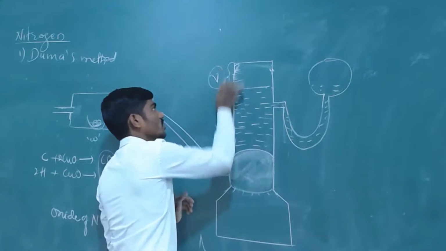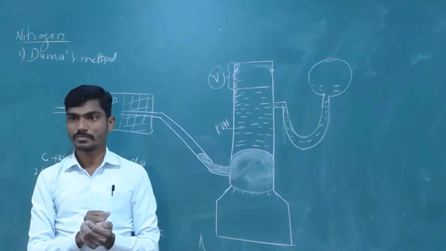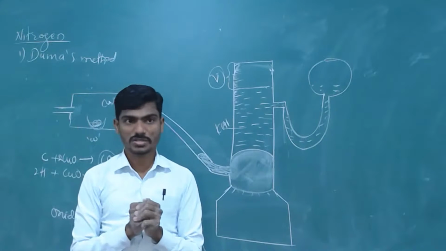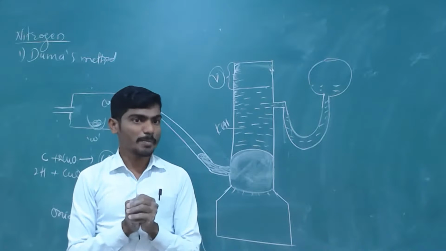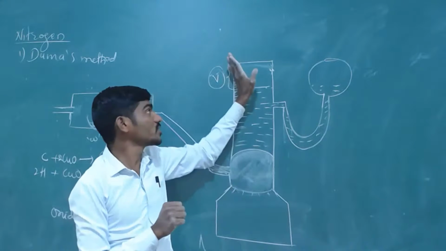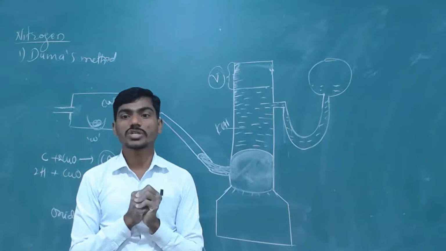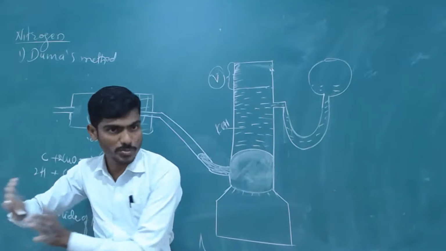Now I have measured the volume of nitrogen collected. This is at room conditions. At normal temperature and pressure, I have measured the volume of nitrogen collected. This is experiment 4.